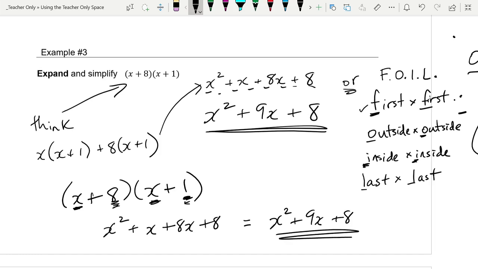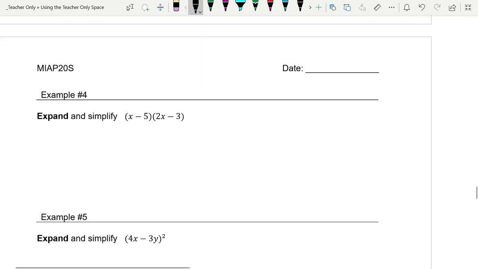And I should point out, the only reason you have like terms is because they were like terms to begin with. This is an x and an x. This is an 8 and a 1. To be fancy, this is an x term and a constant. If you were multiplying together 2 binomials that didn't have like terms to begin with, you wouldn't get like terms in the answer. You get 4 different things. Okay? All right. Let's move on to another example.